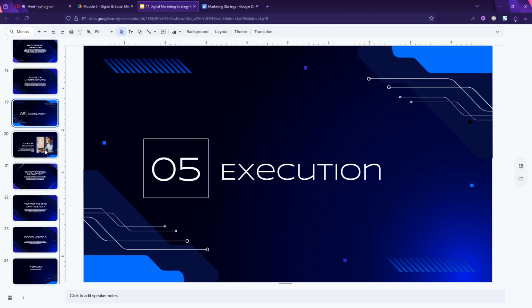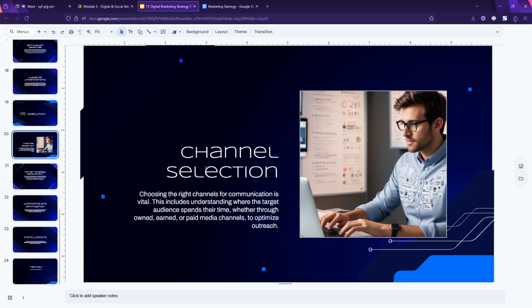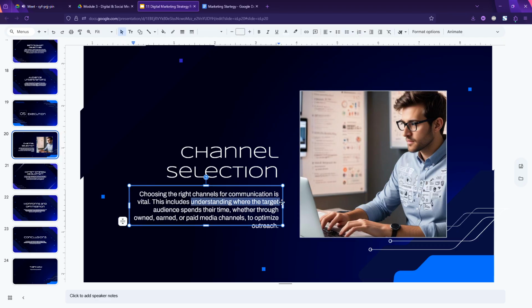Then there's execution. The channel selection is where we will target them. So this is understanding where the target audience spends their time, whether through owned, earned, or paid media channels. So, target audience, let's talk about this earned, paid media channel.